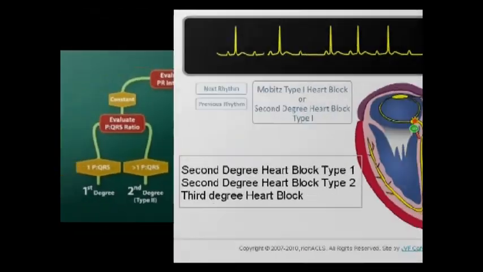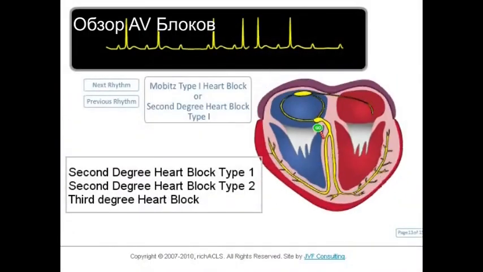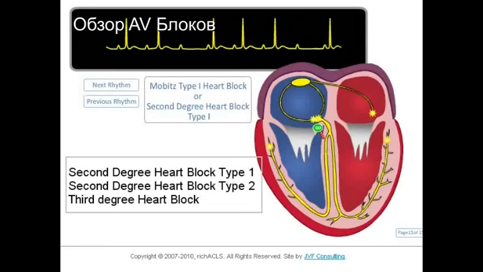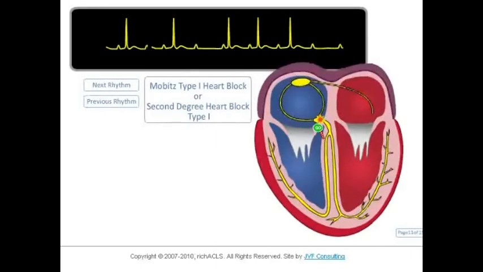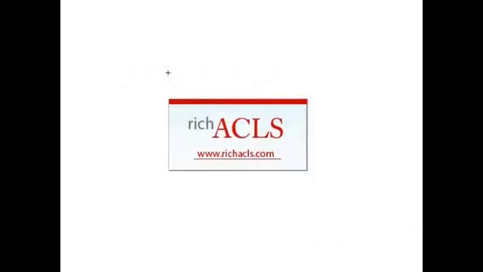In this video, we will discuss three atrioventricular blocks: second degree heart block type 1, second degree heart block type 2, and third degree heart block. The full rhythm tutorial can be found at richacls.com.